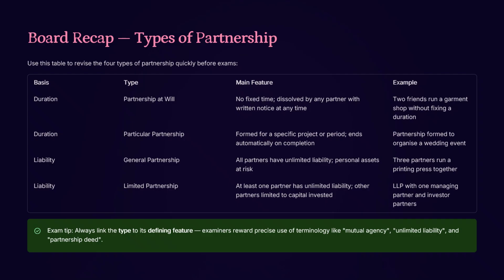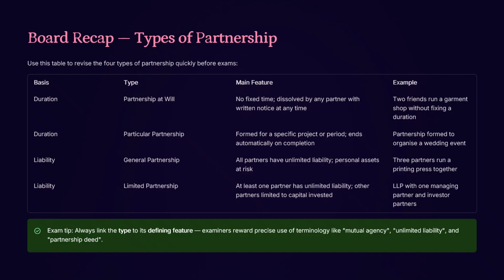Let's quickly revise the types of partnership. Partnership based on duration, partnership at will. No fixed time, dissolves at any time by any partner with written notice. For example, two friends run a garment shop without fixing a duration. The next based on duration is particular partnership. Formed for a specific project or period, ends automatically on completion. For example, a partnership formed to organize a wedding event.